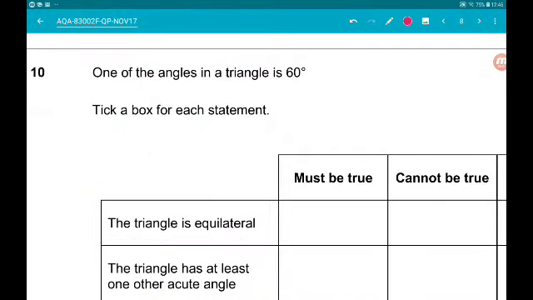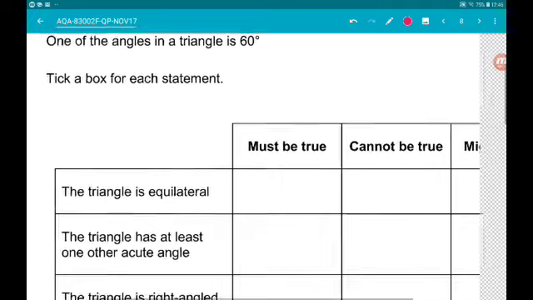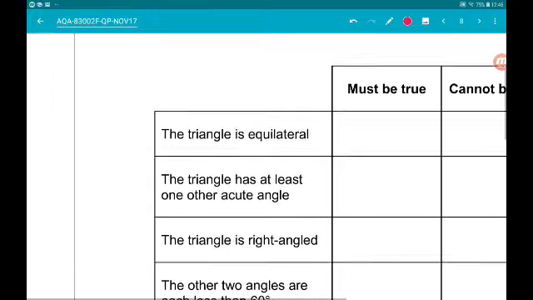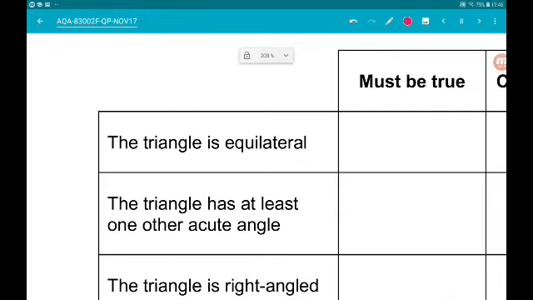Okay, question 10. One of the angles in a triangle is 60 degrees. For each statement, tick a box. So we've got must be true, cannot be true, might be true. So the first one, the triangle is equilateral. Angles in an equilateral triangle are all the same. Angles in a triangle add up to 180. 180 divided by 3 is 60. So this could be true.